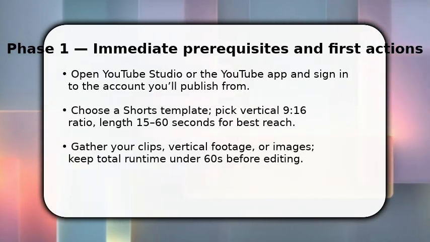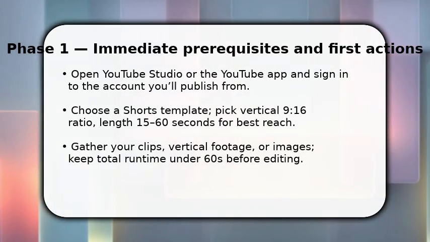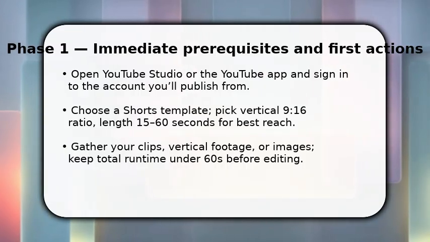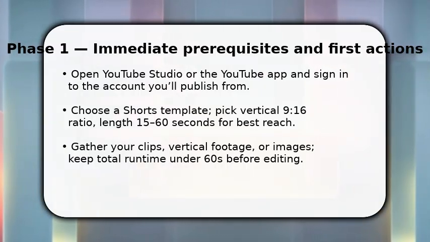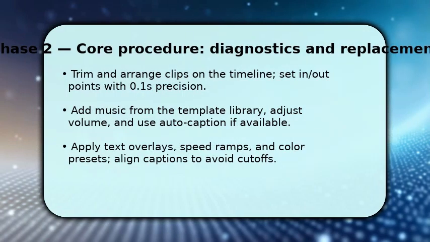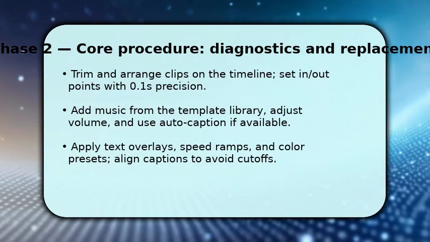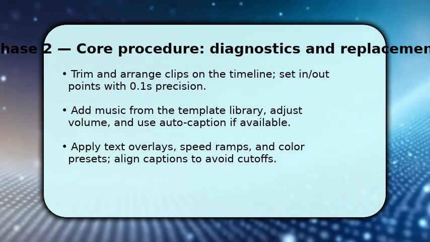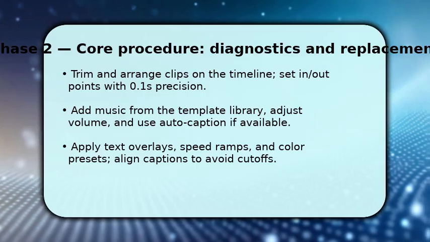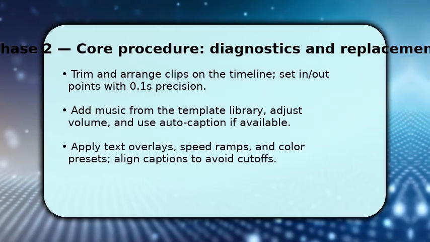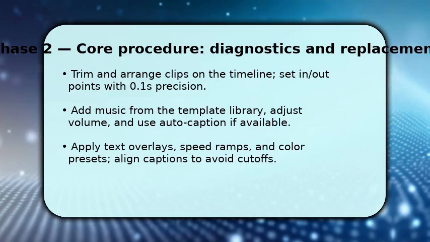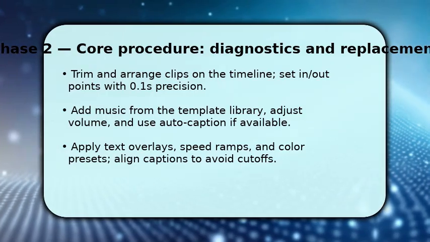This prevents accidental loss. You're starting with structure, so place your main visual in the first 3 to 5 seconds to hook viewers immediately. Now you'll focus on detailed execution. Trim clips precisely and stagger them so visuals change every 1 to 4 seconds for pacing. Add template music, then reduce audio ducking so voice or key sounds remain clear.